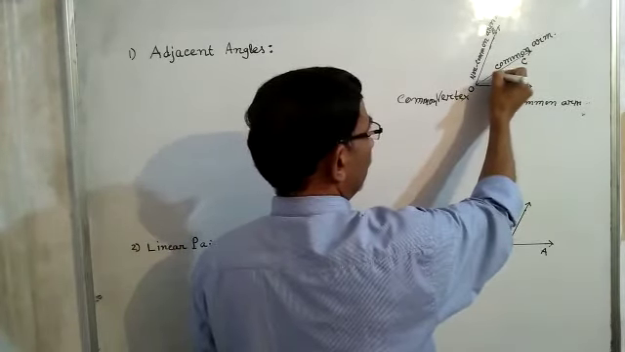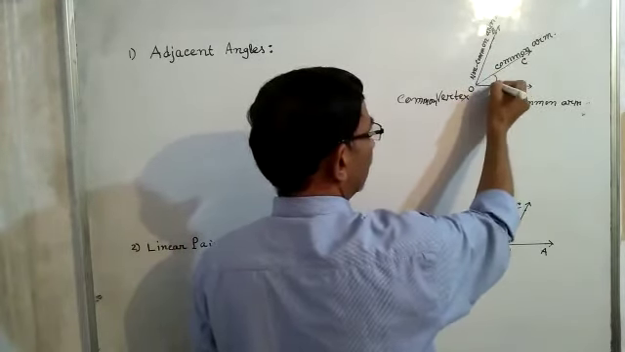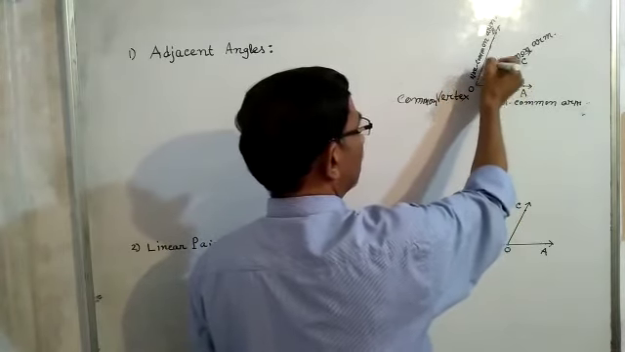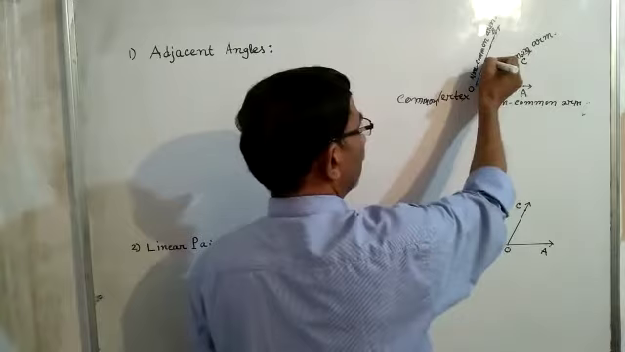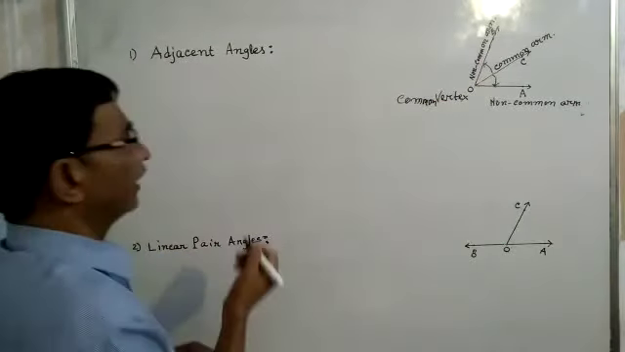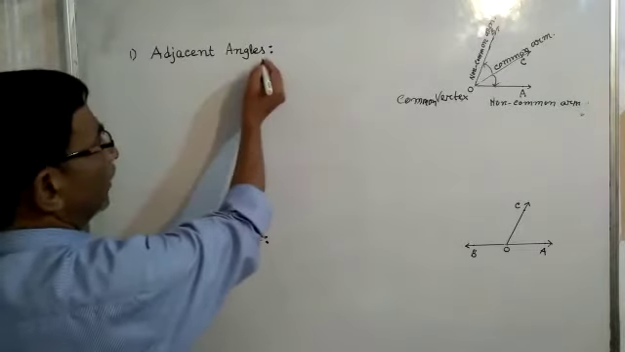See, OA is where? From OC it is down. And this OB is where? From OC it is up. Okay. So now, we can write here like this, adjacent angles.